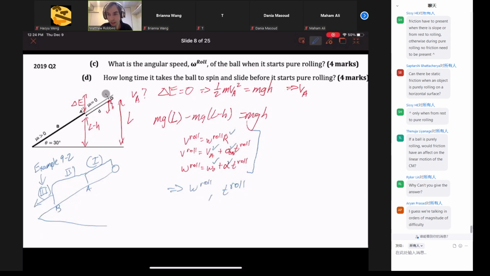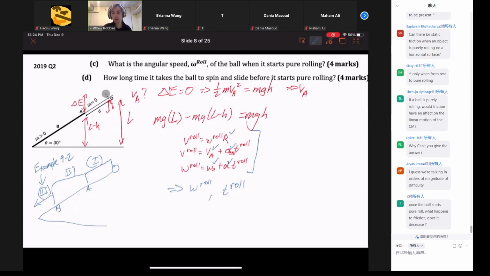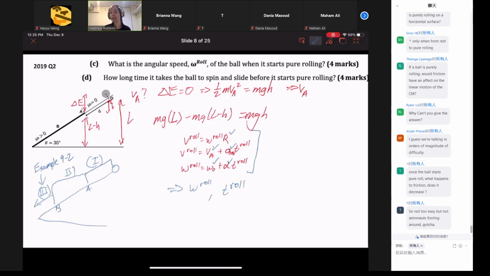Can there be static friction when an object is purely rolling on a horizontal surface? In that case, static friction is going to be zero, assuming that the speed of the object is constant. So if we're not accelerating, static friction is zero. But we require static friction in order to start our purely rolling motion.